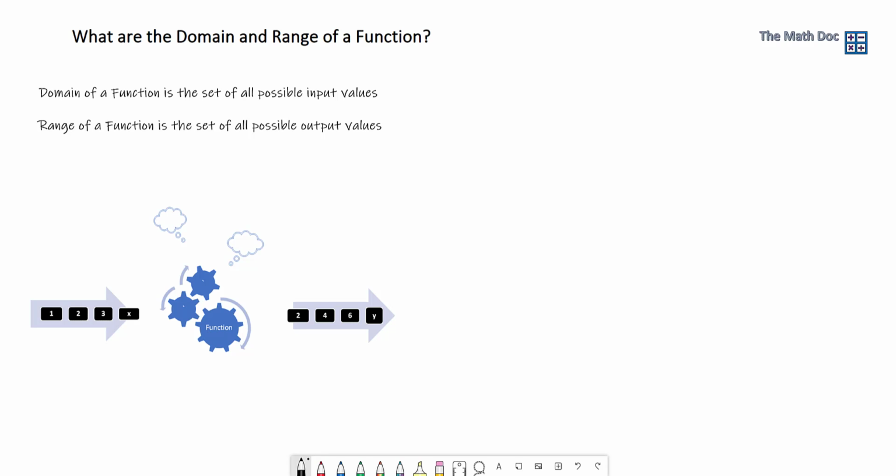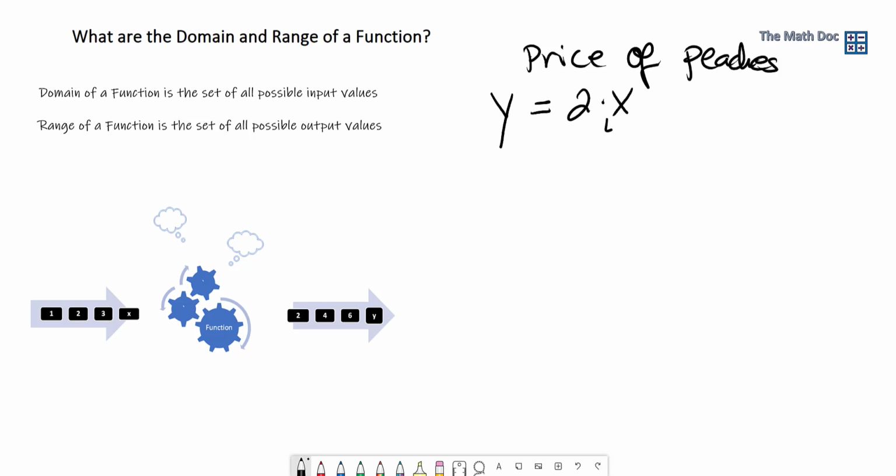In the previous video, we looked at the definition of what a function is, and we used one simple example, the price of peaches. We're going to use that same example here. So we said the price of peaches, y, equals 2 times x, where x was the pounds of peaches and y is the price in dollars. We used that example to look at how we define a function.